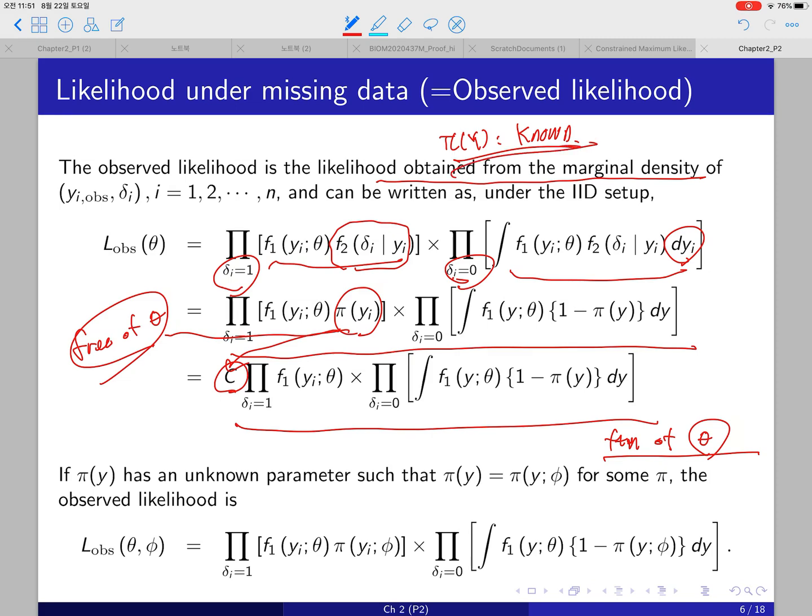And now the question is, what if pi is unknown, has an unknown parameter, so something like this. Then the derivation does not work here, because it's no longer constant. It's actually an unknown parameter. So the parameter now becomes zeta and phi, and then we have this factorization. Okay. So that's the observed likelihood.